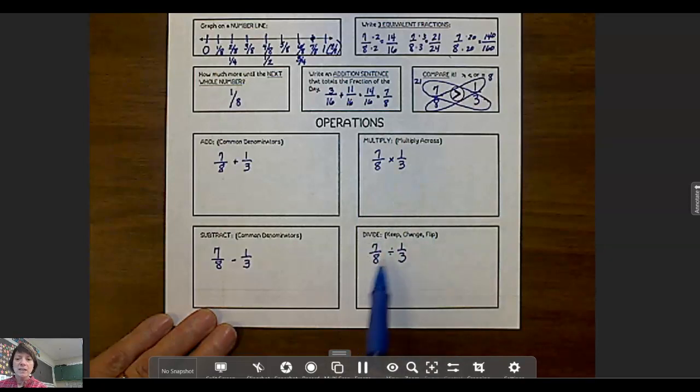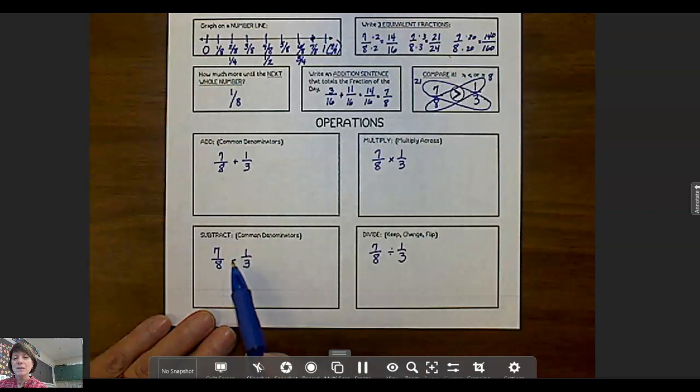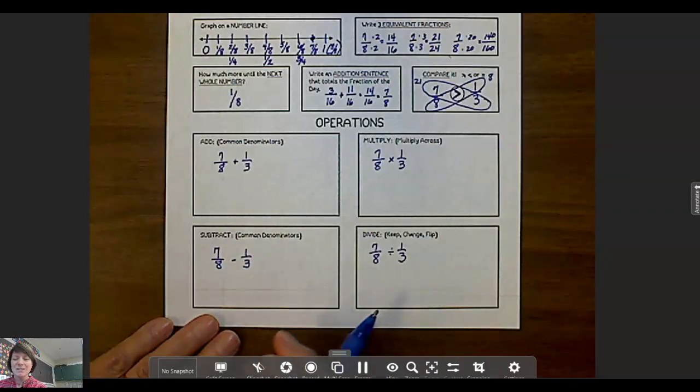And then dividing, we're going to keep the first fraction the same. We're going to change the operation to multiplication, and then we're going to flip this one upside down. That's called the reciprocal, to make that 3/1, and then we'll multiply. So we really never have to divide with fractions. We always change that to a multiplication of the inverse. Don't forget over here when you get your common denominators that we never add those denominators.